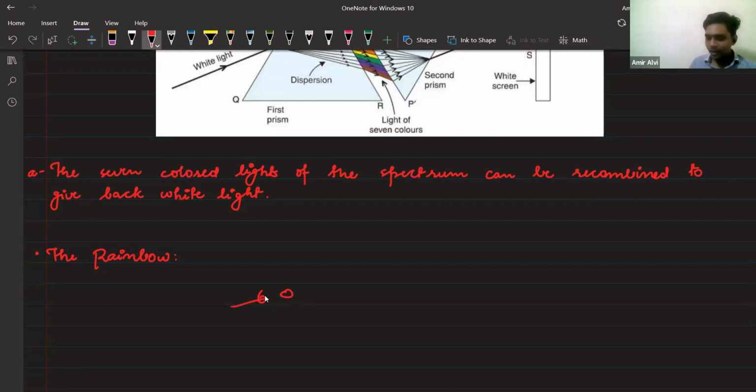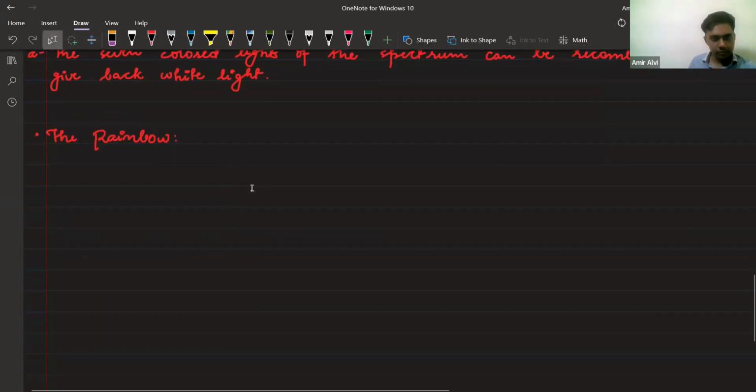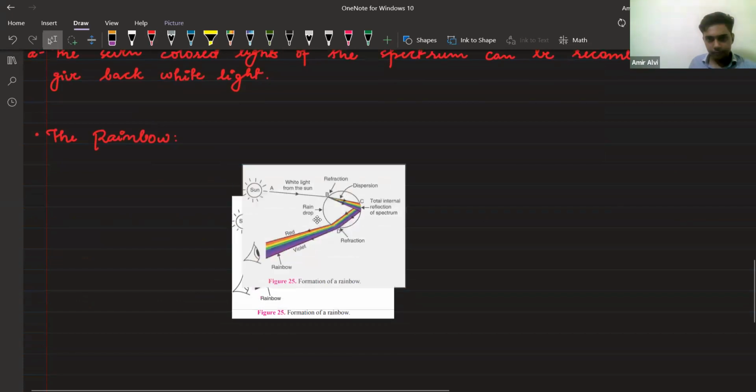droplet will basically reflect. So look, let me show a picture to you, how it happens, because that is what you are getting confused about. This happens, but only a very small amount of recombination happens in real life. Let me show you the picture of the rainbow.